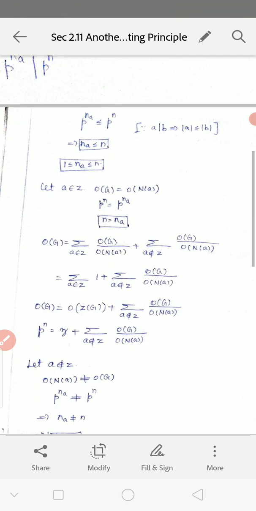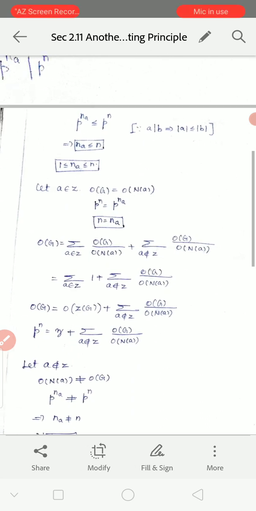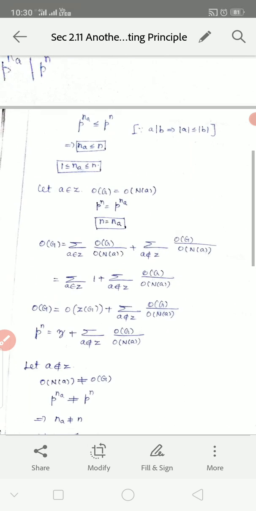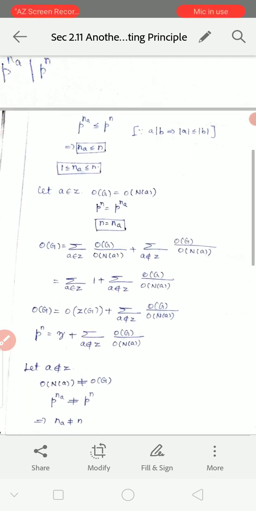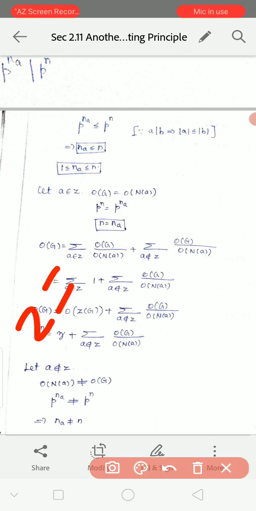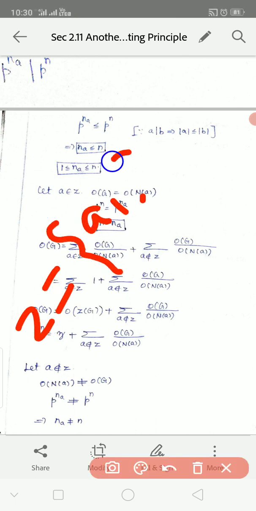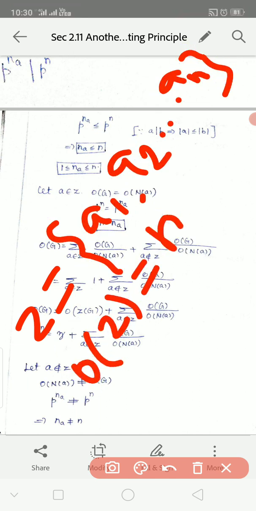So summation over a belongs to Z into 1 plus summation over a not belonging to Z of order of G divided by order of N of a. We calculate the first summation value. a belongs to Z. We sum over all the elements a belonging to Z. Suppose Z is the set of all a1, a2, up to an elements. So order of Z equals n.